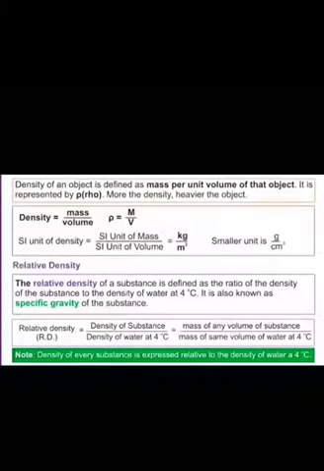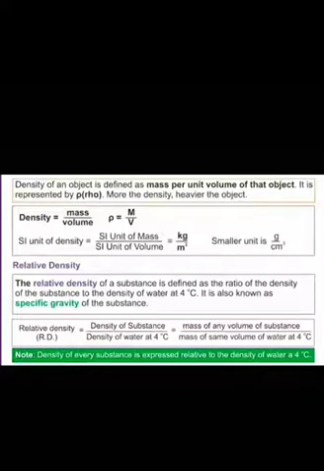Hence, to find whether the body will sink or it will float, we always compare the density of substance with density of water. This is called relative density. The formula of relative density is the ratio of density of substance to density of water at 4 degrees Celsius. The other name of relative density is specific gravity. And density of water we have to check at 4 degrees Celsius. Reason being, the density of water is maximum at 4 degrees Celsius.